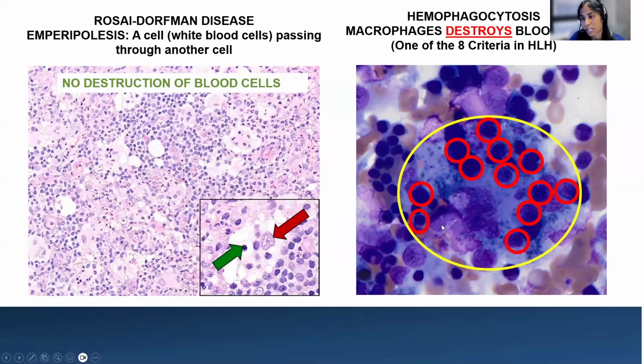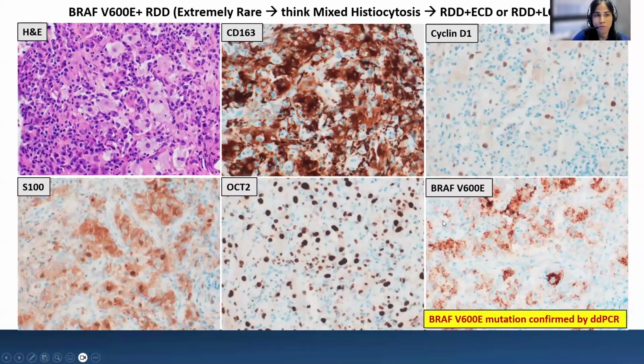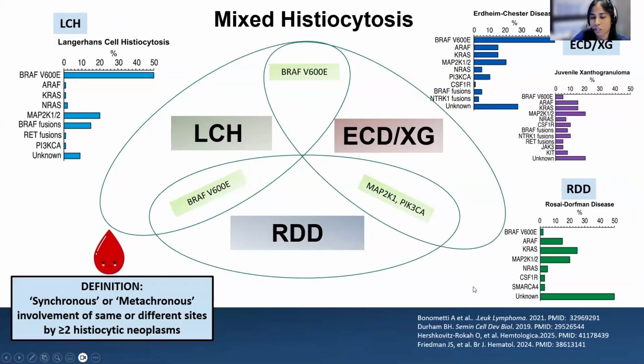So in terms of BRAF V600E mutation in Rosai-Dorfman disease, unlike Langerhans cell histiocytosis and Erdheim-Chester disease, this is an extremely rare finding in Rosai-Dorfman disease. And when you find this BRAF V600E positivity by immunohistochemistry, it's always important to confirm by digital droplet PCR or by NGS sequencing. And when you do, something to keep in mind is that BRAF mutation in Rosai-Dorfman disease can be a spectrum of mixed histiocytosis.